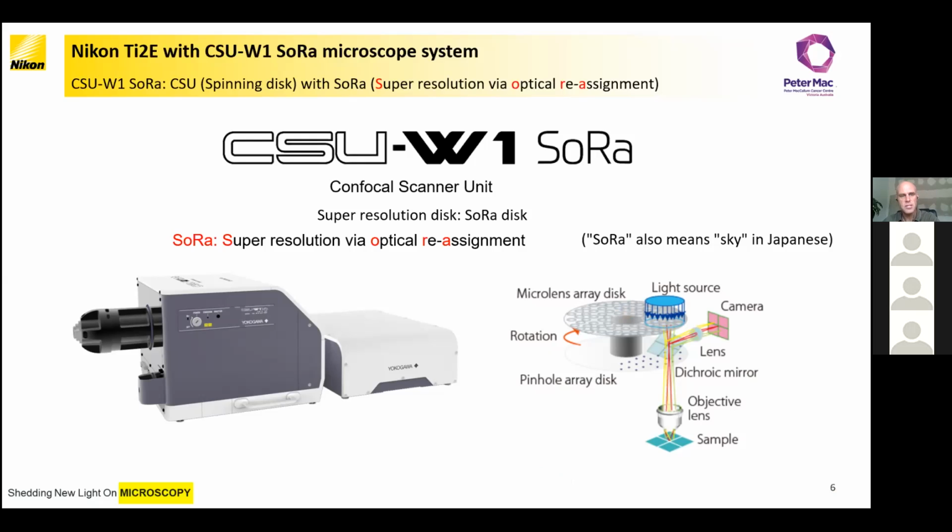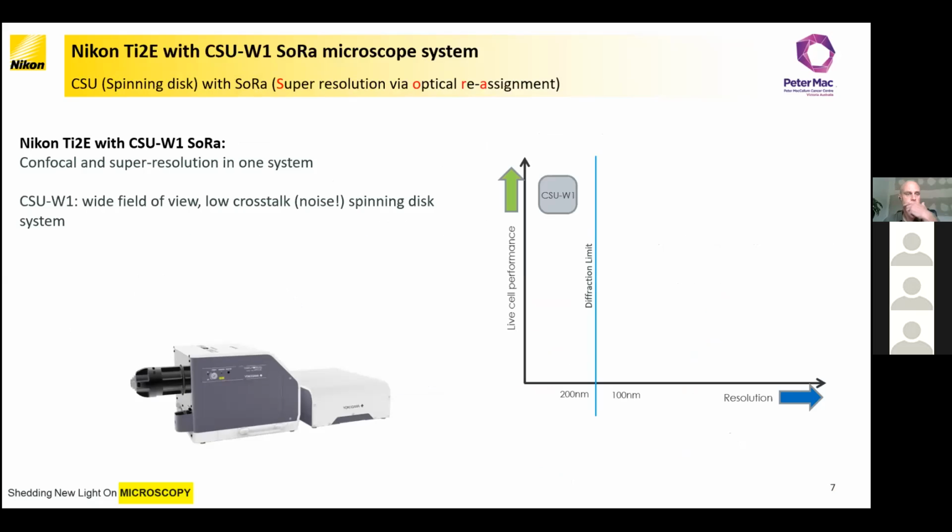So what does the CSU-W1 SoRa actually mean? The CSU-W1 itself is a spinning disc confocal microscope. As I just mentioned, they're very good at imaging not just beam sensitive, but light sensitive samples. So lots of living samples and things like that can be safely imaged by this CSU-W1 spinning disc system. The implication of a traditional spinning disc system is that it's basically limited in its resolution capabilities by the laws of diffraction. They can't really beat that.